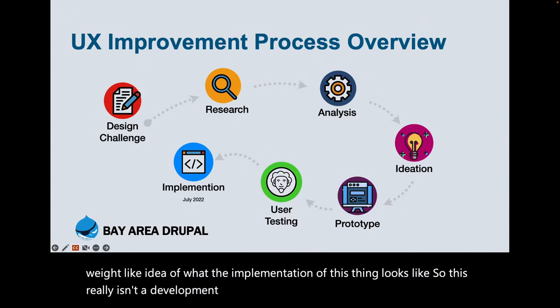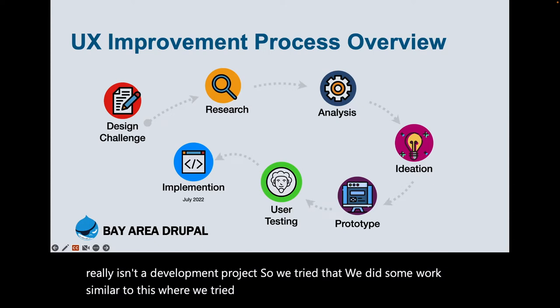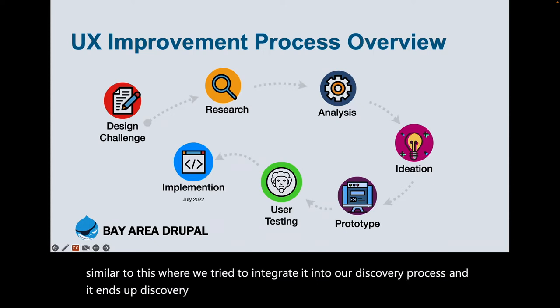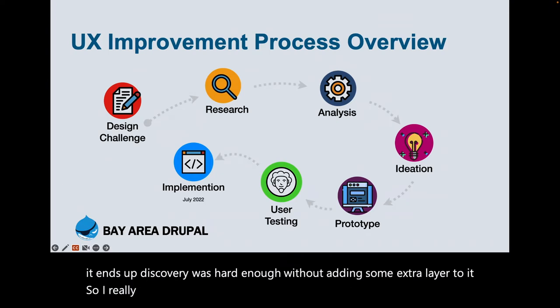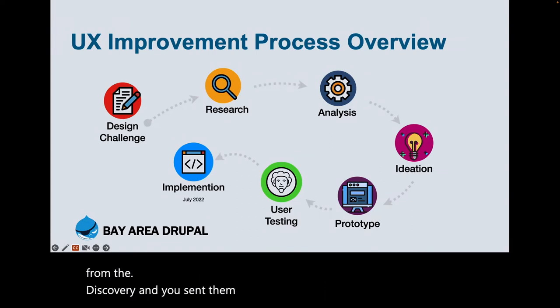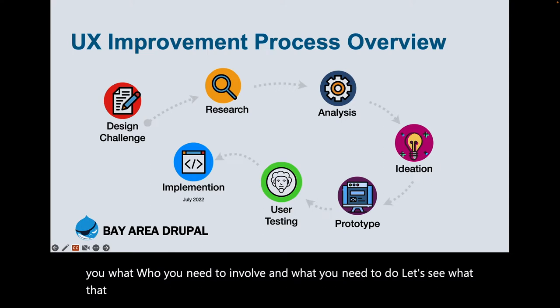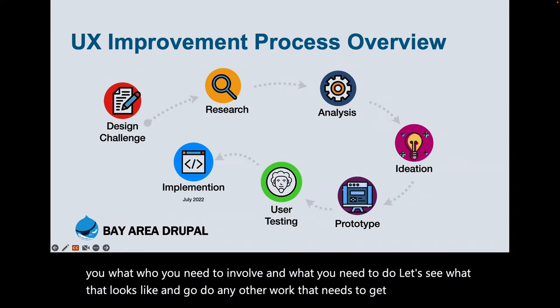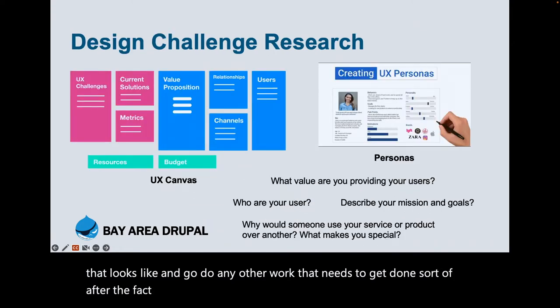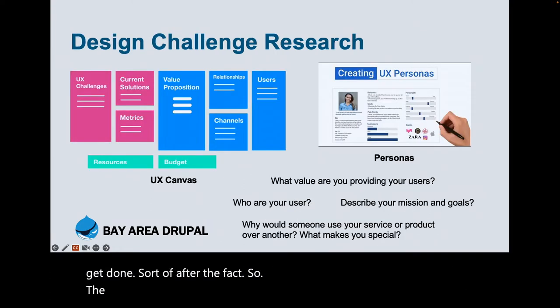We tried that. We did some work similar to this where we tried to integrate it into our discovery process, and it ends up, discovery was hard enough without adding some extra layer to it. So I really think the way to go with trying to do this stuff is to separate it from the discovery, and you send them off with a roadmap. You say, all right, well, now you know what you need, who you need to involve and what you need to do. Let's see what that looks like and go do any other work that needs to get done sort of after the fact. So the design challenge.